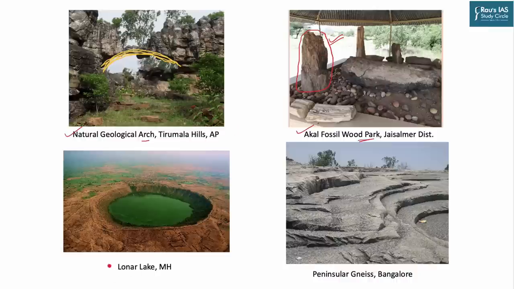The third example shows the Lunar Lake. It is believed to be created by a meteor, and it is situated in Maharashtra. And the last example that we have taken is the Peninsular Gneiss. It is a rock formation from lava, and it is situated in the city of Bangalore.